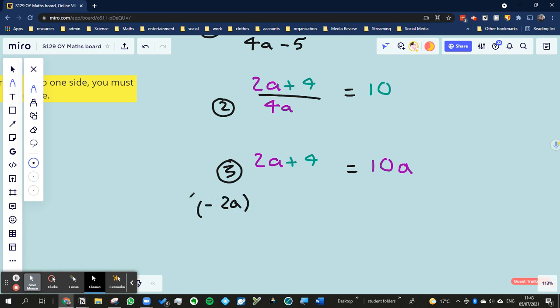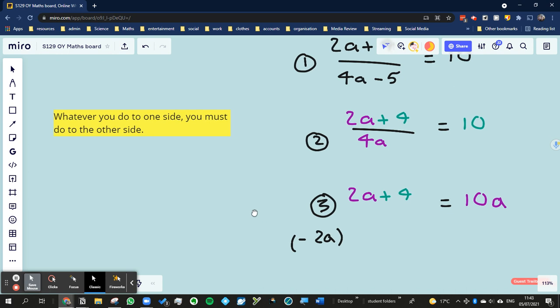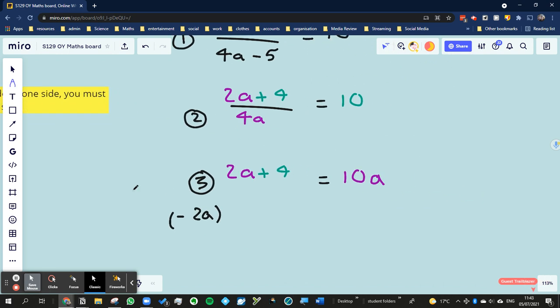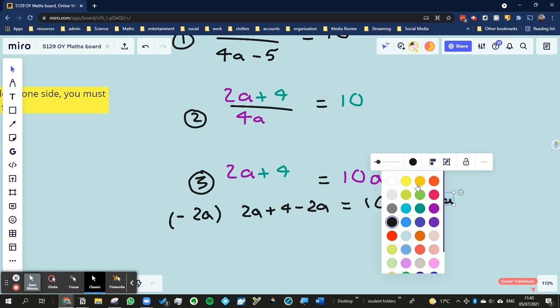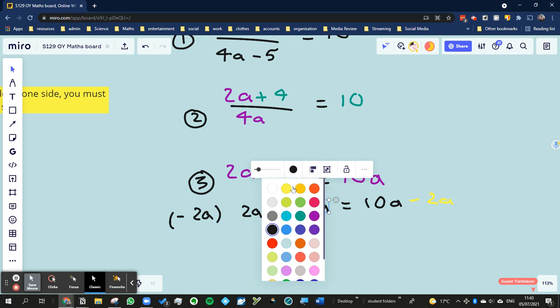Now remember the golden rule: whatever you do to one side, you must do to the other side. So we're going to take away from both sides. I'll just write it all in black. So we've got 2a plus 4, and then take away 2a, and that's equal to 10a take away 2a. So I've taken away 2a. Maybe I can highlight that in yellow, because you can see that's what I've done in both cases.